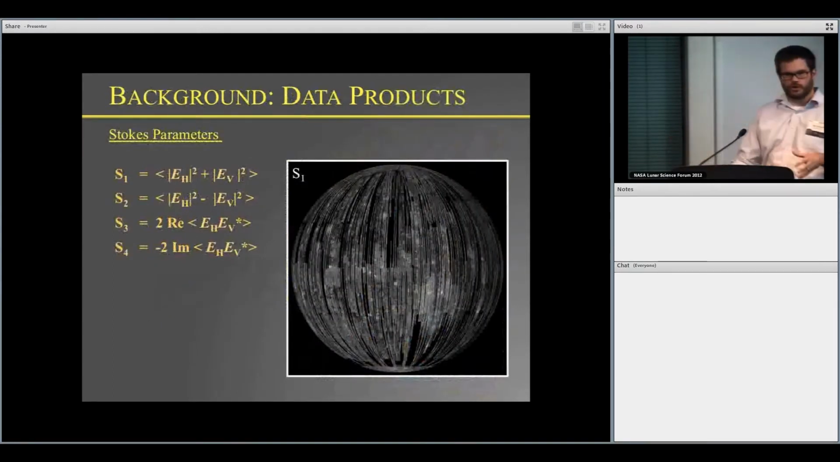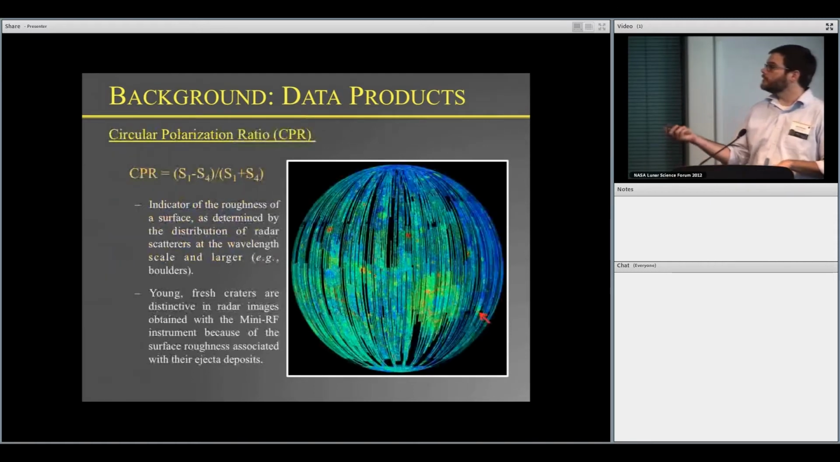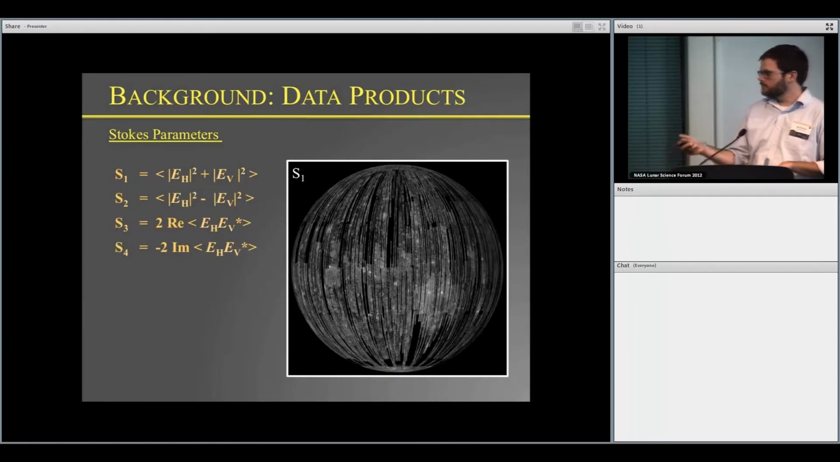So just to show you what the calculation of these Stokes products looks like, these are the 4 Stokes parameters. We have a 4-band cube that comes down from the radar instrument with the two orthogonal polarizations and the real and imaginary components of their cross product. And so S1 here is essentially the total power returned by the radar. It represents the addition of the horizontal and vertical polarized components of the return signal.